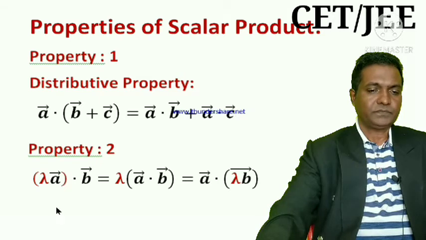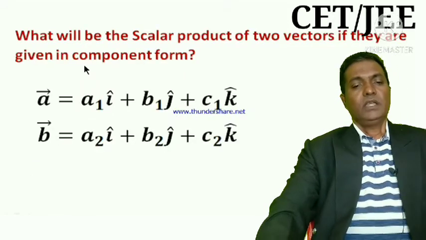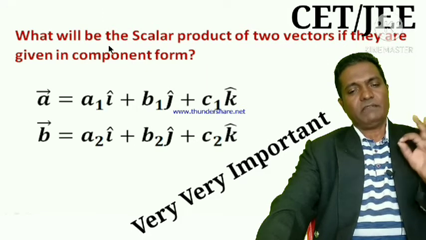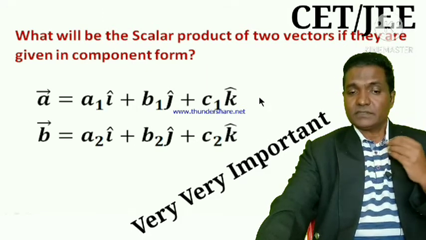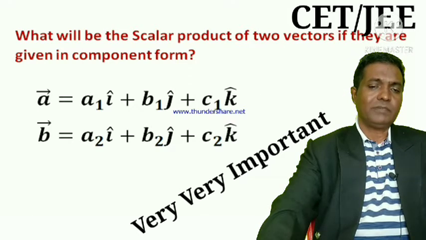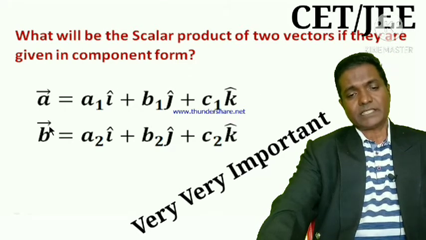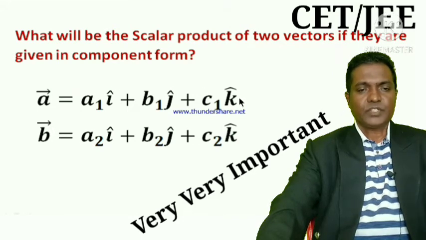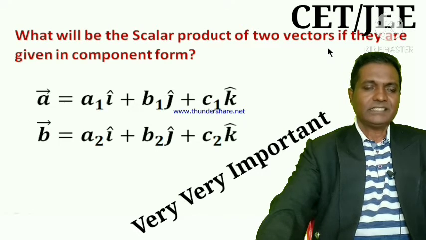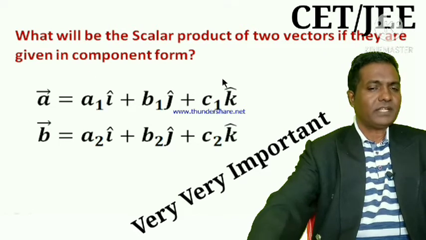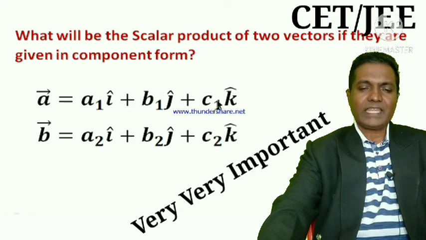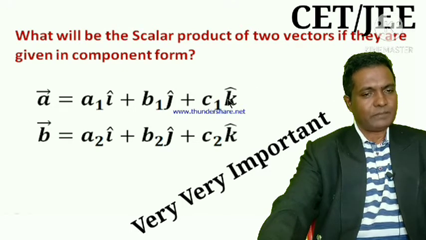Okay. Now see here, what is very, very important, this is going to come up in every problem. In most of the problems you will get this type of situation. So what will be the scalar product of two vectors if they are given in component form? Component form means in terms of i cap, j cap, k cap.